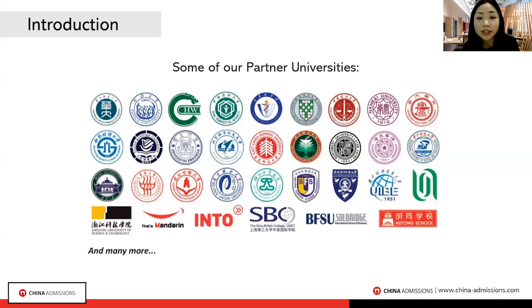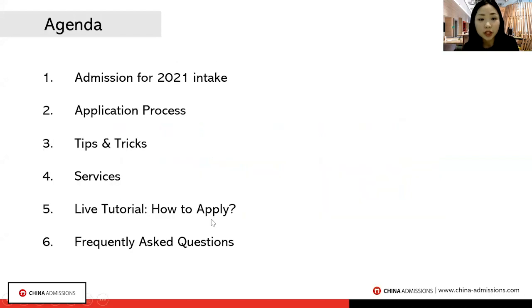So the next part is the agenda for today's presentation. Basically there are 6 things that I'm going to cover. The first one is the update for the 2021 intake, and also the application process, the tips and tricks, and the services that we offer, and the live tutorial on how to apply to China Admissions.